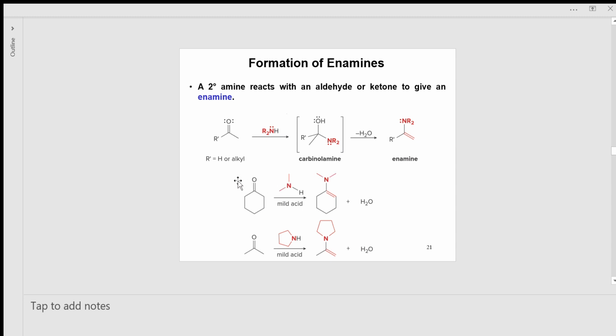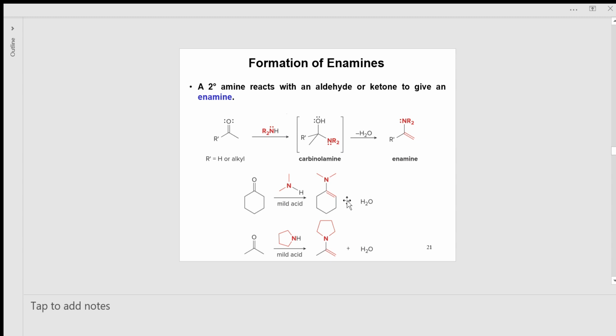Here I also have two examples. It could be any kind of ketone or aldehyde. It has to be a ketone or aldehyde, reacting with a secondary amine. The nitrogen is attached to one hydrogen and two alkyl groups. This is a secondary amine. So we don't have two hydrogens here to form a water with the carbonyl group, but we are still going to lose one water molecule.